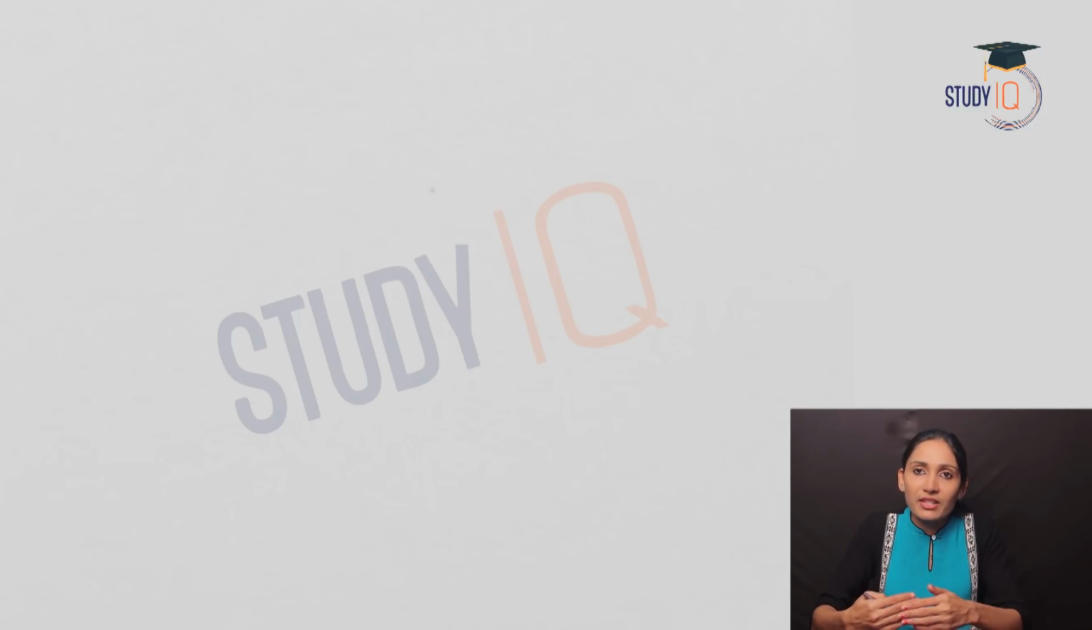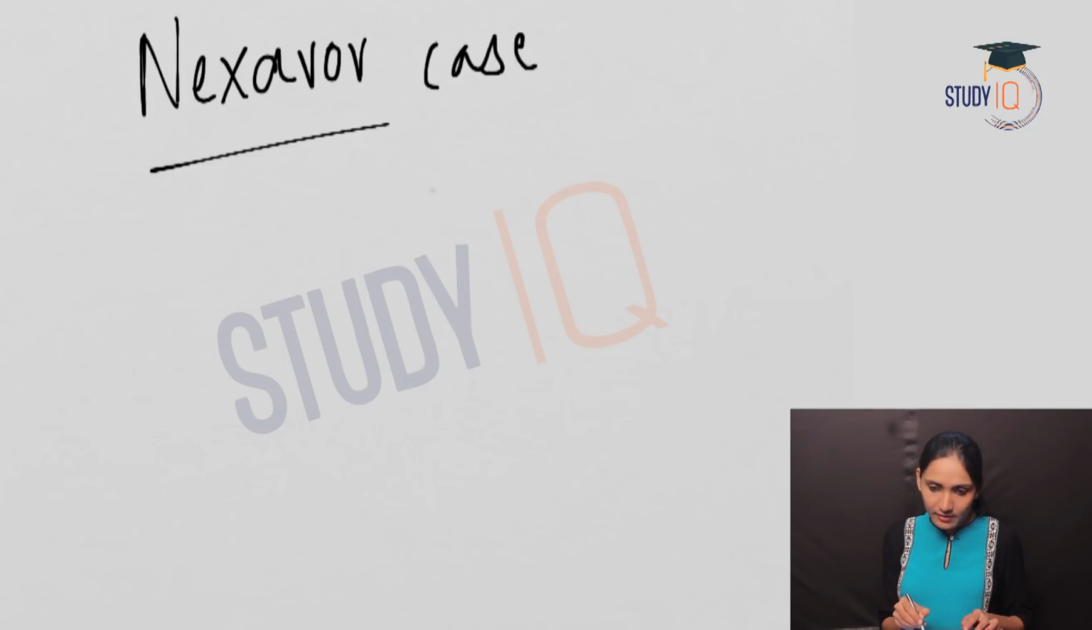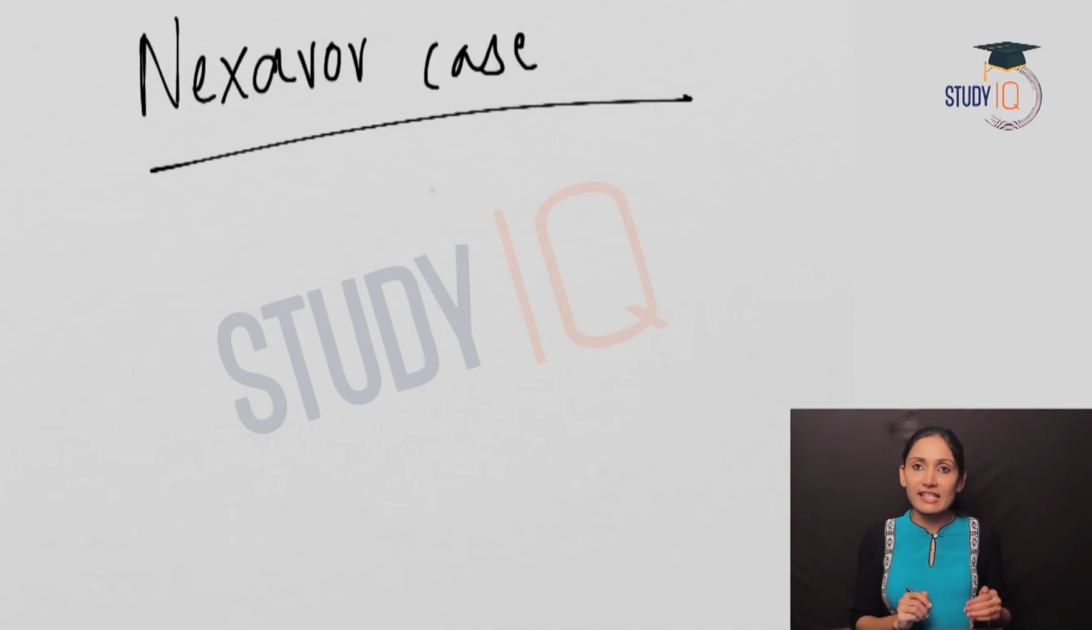If we take the history of the compulsory licensing in India, it was only in one case that the government of India has issued a compulsory licensing, and that was the Nexavar case. Nexavar is an anti-cancer drug and Bayer was the patent holder. The government has asked Bayer, the patent holder, to transfer it to the third party, that is Natco Pharma.